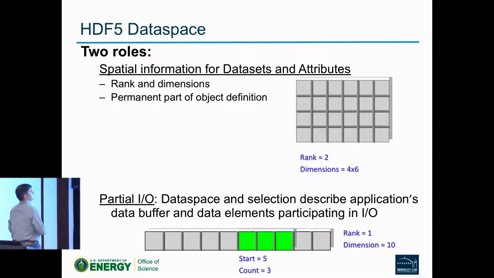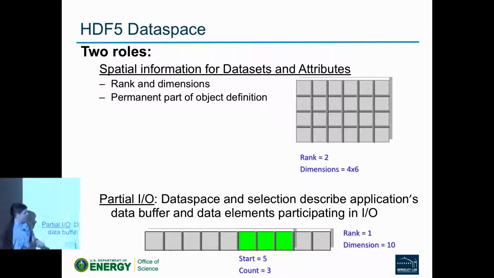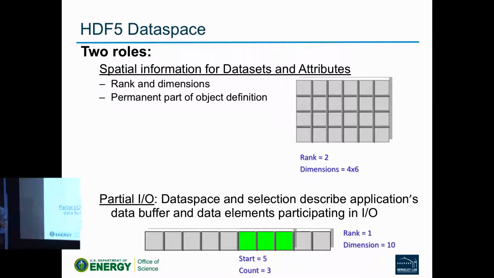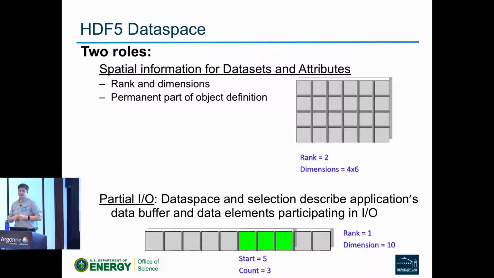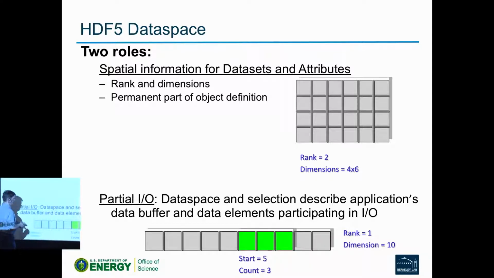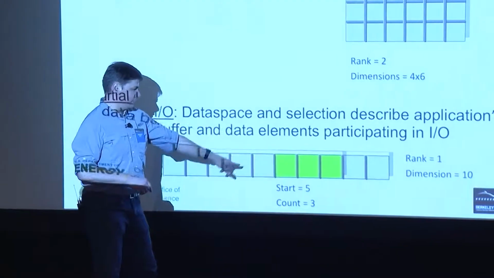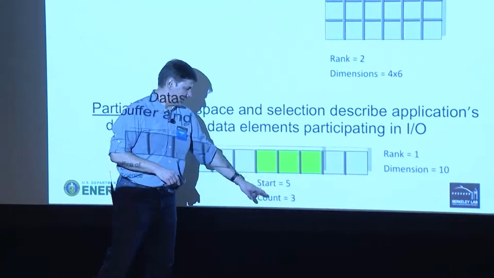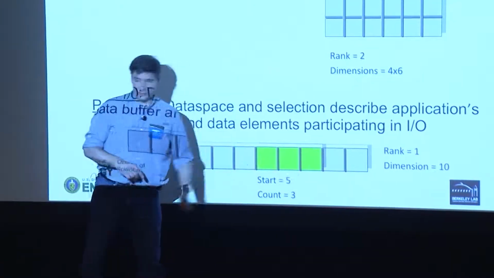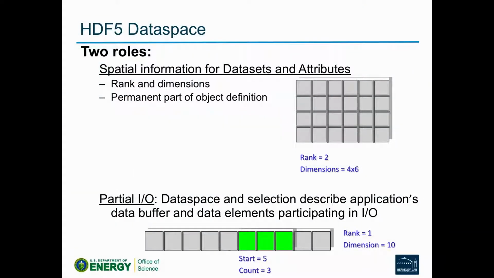So as I say, there are 2 roles for the data space. We describe the arrayness, but we also use that arrayness to say, hey, within here, I want these elements. There's a selection within this data space that I'm interested in. So this is a one-dimensional 10-element data space, and it has a selection that starts at element 5 and is 3 elements long, right? I'll show you some more complicated ones in a little bit.